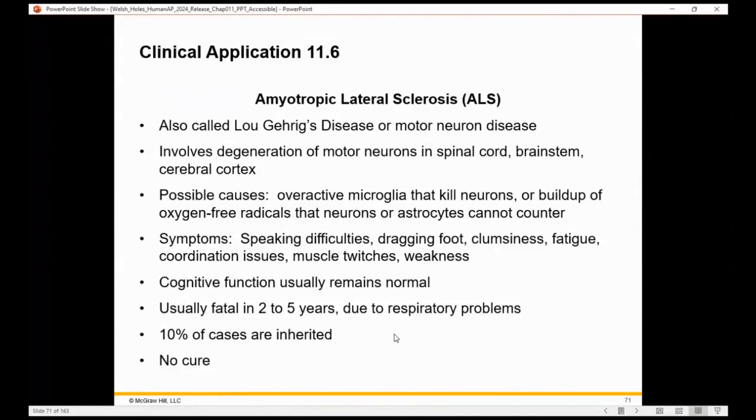Symptoms: speaking difficulties, dragging a foot, clumsiness, fatigue, coordination issues, muscle twitches, and weakness. In this case, the cognitive function usually remains normal. It is usually fatal in 2 to 5 years, though, due to respiratory problems. And 10% of these cases are inherited. There is no cure.